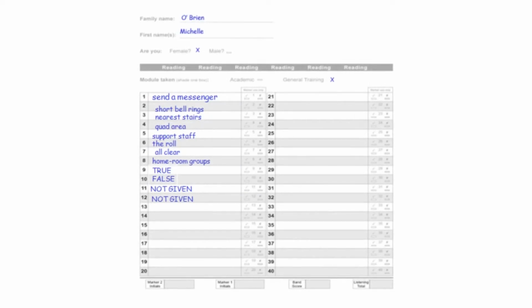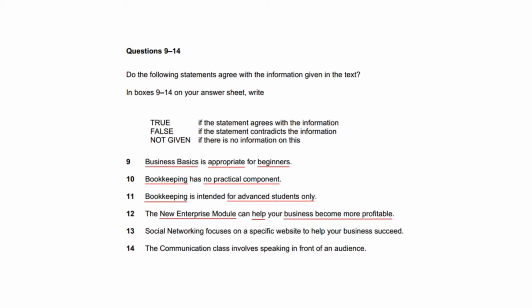Then go back to your question paper and look at number 13. Number 13 states, social networking focuses on a specific website to help your business succeed. We need to work out whether this statement is true, false, or not given based on the information given in the text. So first, underline any keywords. I would underline social networking focuses on a specific website, help business succeed. Okay, now let's look at the text.